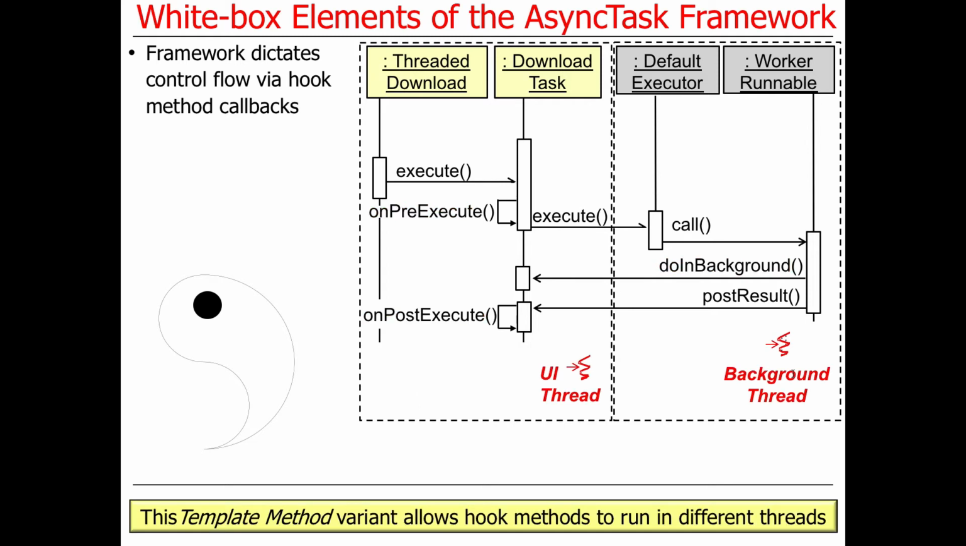This particular variant of the template method pattern allows the hook methods to run in different threads of control. And without getting too lost in the weeds, there's actually another pattern called the half-sync, half-async pattern, which we may talk about later in the class, and that's really what allows things to move back and forth between the threads.